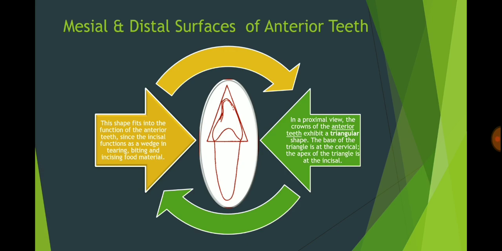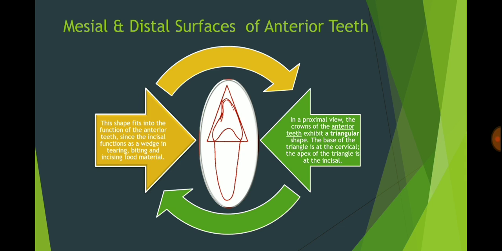So here we're going to discuss the mesial and distal surfaces of anterior teeth. We're going to discuss anterior teeth first. From there we're going to go to posterior teeth. So the anterior teeth, when you look into the proximal view, the crown of the anterior teeth exhibits a triangular shape, as you can see in the picture, and the base of the triangle is at the cervical, and the apex of the triangle is at the incisor.